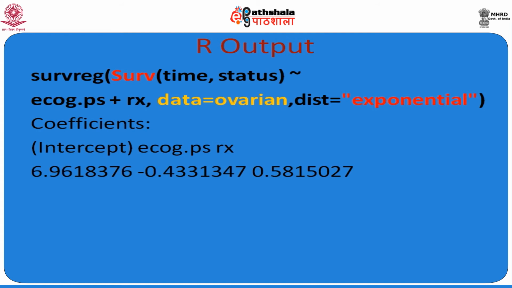It should be noted that here Rx 1 is given as a placebo and Rx 2 is given as the experimental group. Here we get an Rx estimated value of 0.58, which means that patients with lesser survival go with placebo.